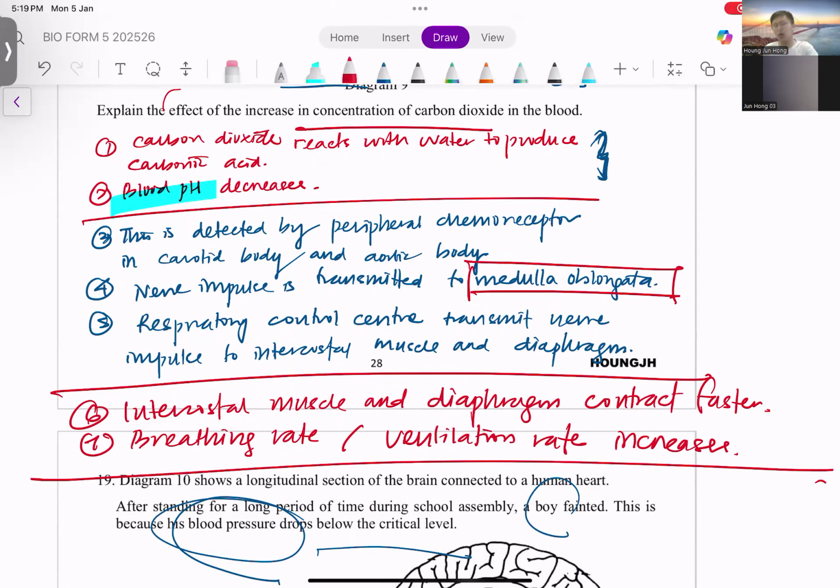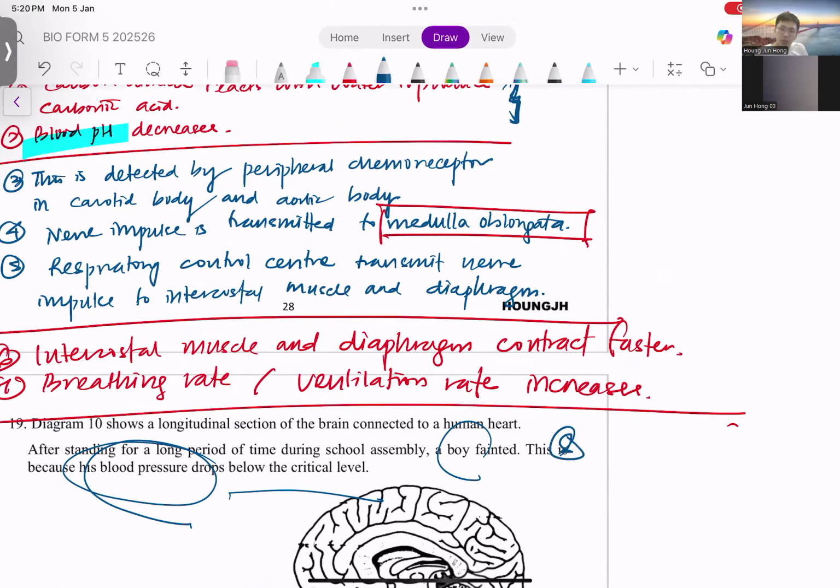Thank you. Moving on, going back to the question, we are going to conclude it by saying, now you're done with your breathing rate. How does it help? It helps by removing the carbon dioxide. Excess carbon dioxide is removed. And when it is removed, you can then conclude the ending. The ending is that everything goes back to normal.